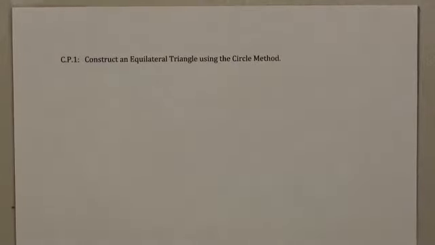Okay? So now what you can do is turn this sheet over, and on the back you're going to do the checkpoint problem, which is to construct an equilateral triangle using the circle method. So you're going to do it just like we just did it. And remember, you choose your own circle size. Okay? And that is the end of construction 12.